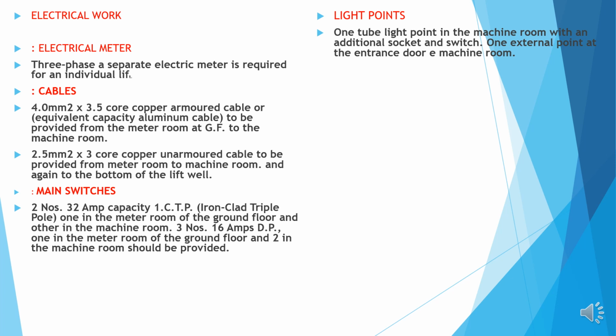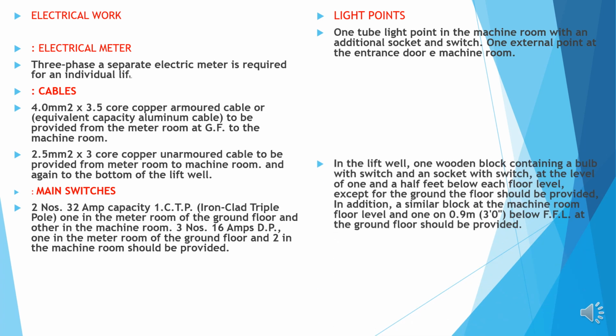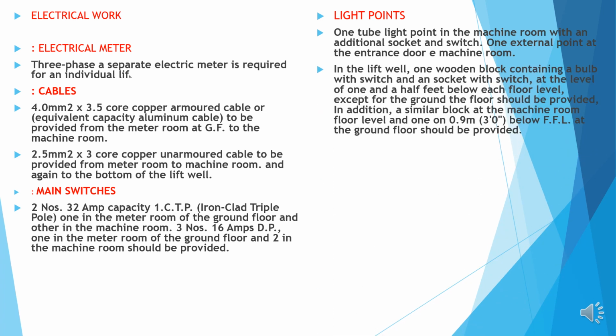Light points. 1 tube light point in the machine room with an additional socket and switch. 1 external point at the entrance of the door of the machine room. In the lift well, 1 wooden block containing a bulb with a switch and a socket with a switch at the level of 1.5 feet below each floor level, except for the ground floor, should be provided. In addition, a similar block at the machine room floor level and 1 at 0.9 meter below FFL at the ground floor should be provided.